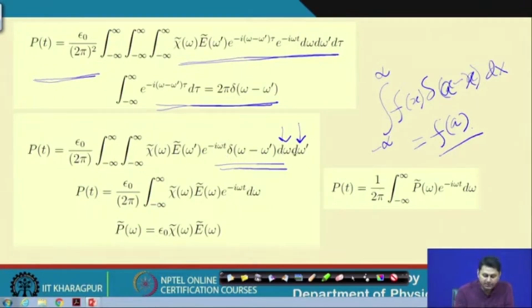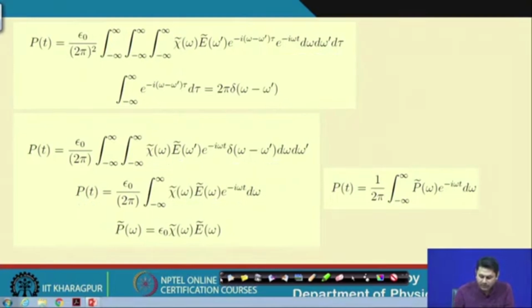So, if I do that, then we find this term does not depend on omega prime, so it will remain the same. E tilde was depending on omega prime, so it will be this one, and because of the delta function, E of omega prime will remain E of omega after integration. So, finally, what we have is P(t). This is interesting. Finally, we have P(t) equal to this quantity.